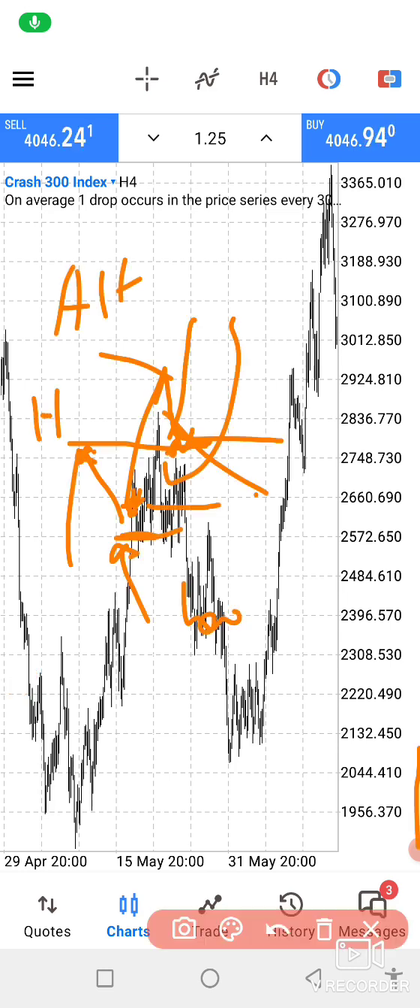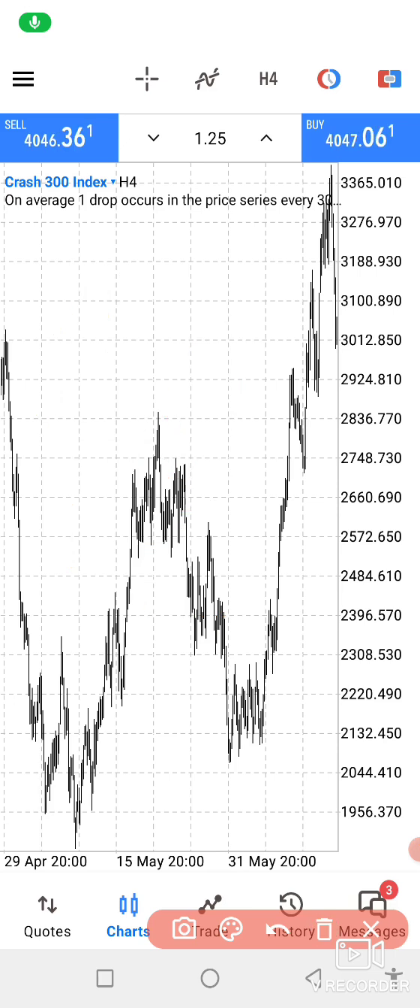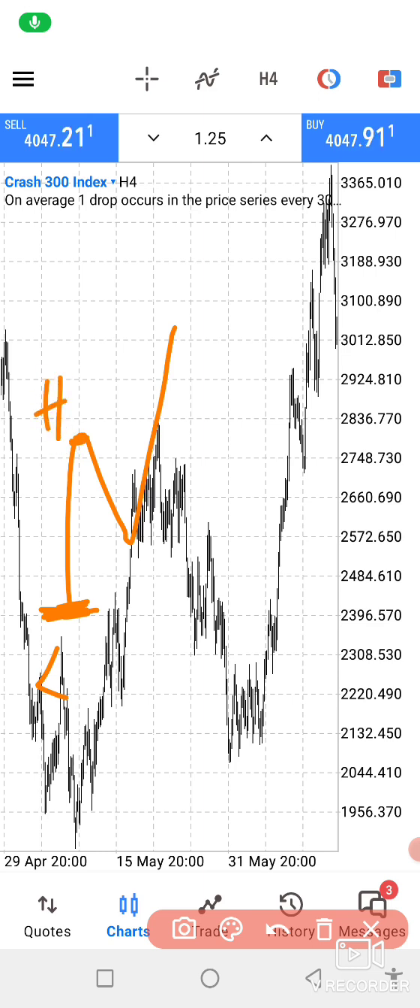Let me start it again. Let me repeat it again. My market went up, dropped a little bit, and went up again. Okay, this starting point is a low, L. This point here is a high, H. Then this is a higher high, because it breaks above the previous high, and this is a higher low.